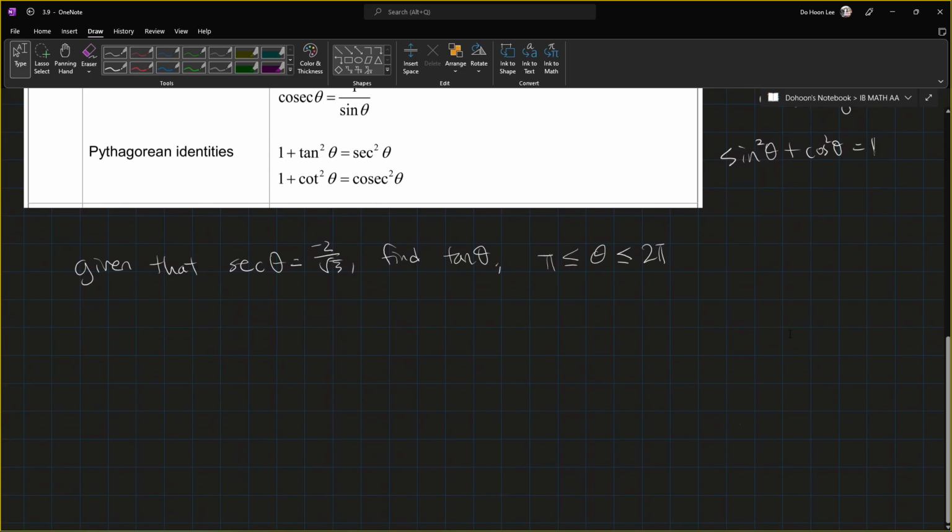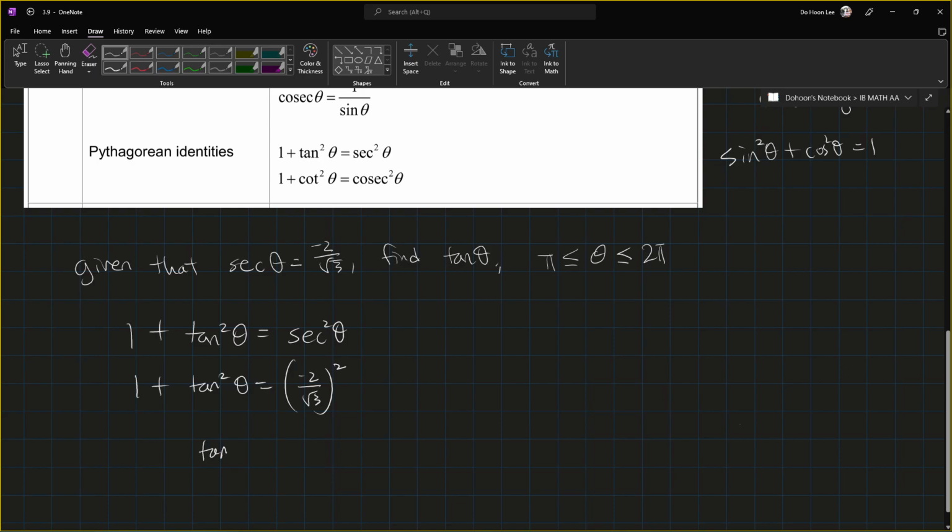Given that secant theta is negative 2 over square root of 3, find tangent theta, where theta is between pi and 2 pi. Well, first, we're given secant theta, and we want to find tangent theta, so I think we have to use the first version of the Pythagorean identity. Right? So let's do that. 1 plus tangent squared theta equals secant squared theta. Then let's substitute the value in. 1 plus tangent squared theta equals negative 2 over square root of 3, squared.